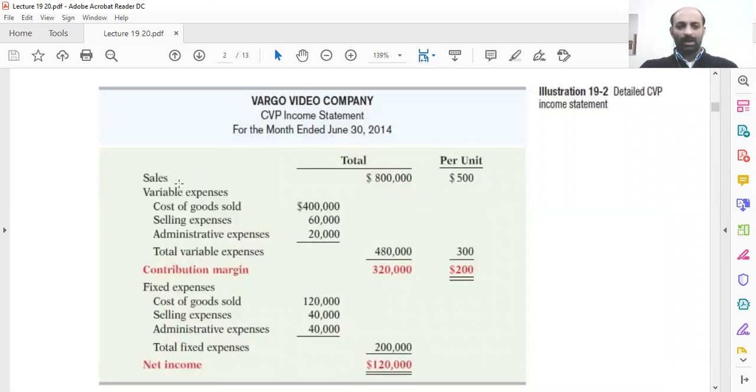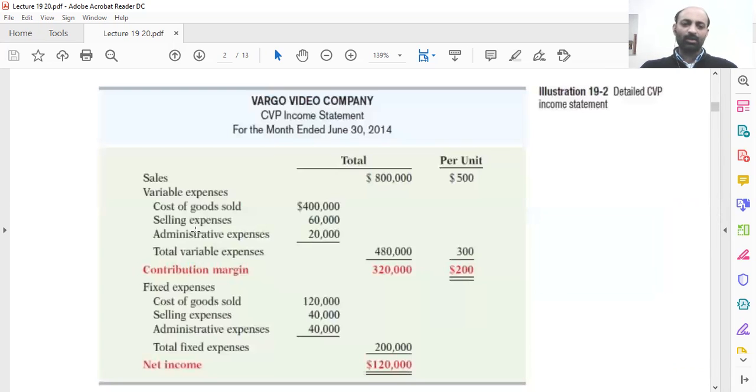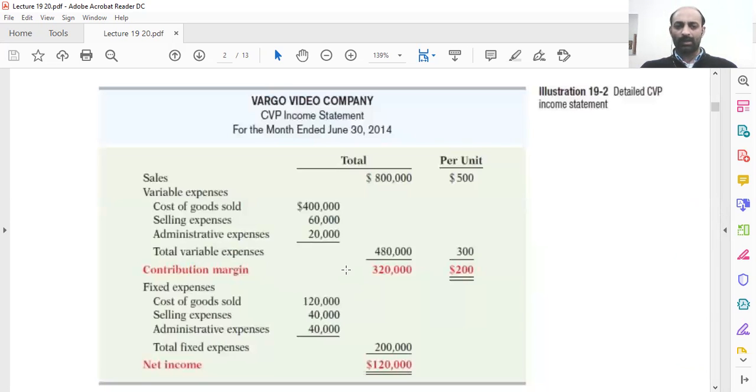So, in the beginning, you always have the sales figure, and you also mention it in per unit terms. Then we take care of the variable cost. We list all the variable costs, and using these costs, we can calculate the contribution margin. So this is COGS. This is the variable part of the cost of goods sold. Then you have selling expenses and administrative expenses. So the total variable expenses is 480,000.